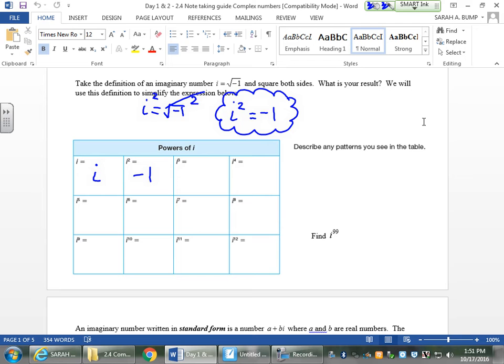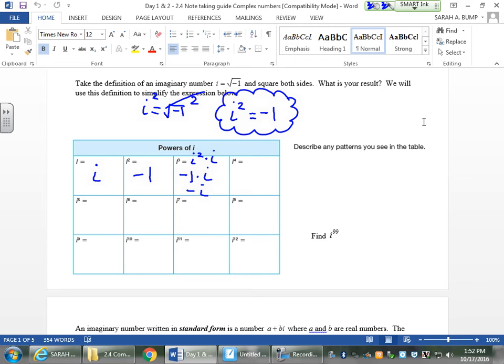Now the other two boxes, we're going to use a combination of these two to figure out what they equal. So I could technically rewrite i cubed as i squared times another i. We know that i squared is -1, and i is i, so -1 times i is -i. So i cubed is equal to -i.